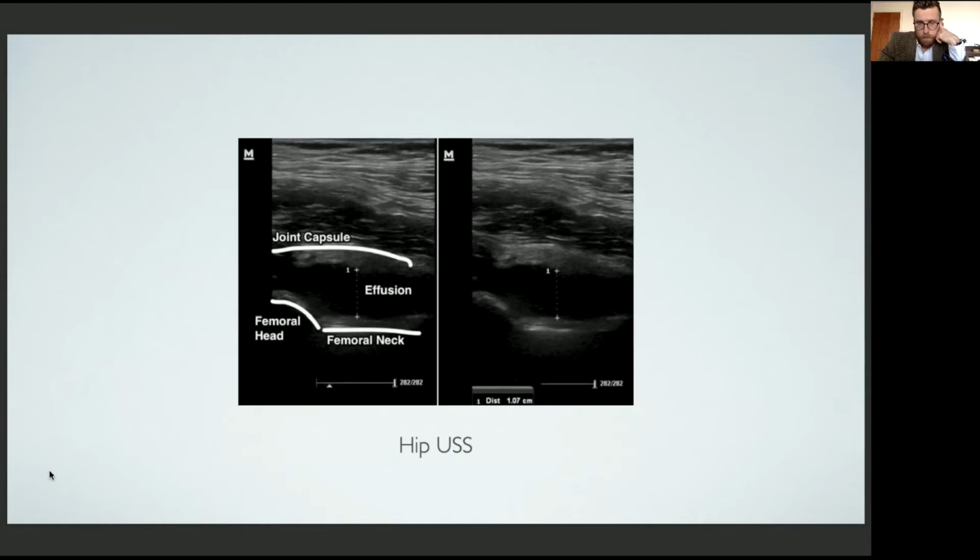Hip ultrasounds are incredibly useful, and what you can sometimes see on an ultrasound is an effusion between the joint capsule and the femoral neck. If that space is increased with fluid, it can suggest that something's going on, either of a reactive nature or of an infective nature.